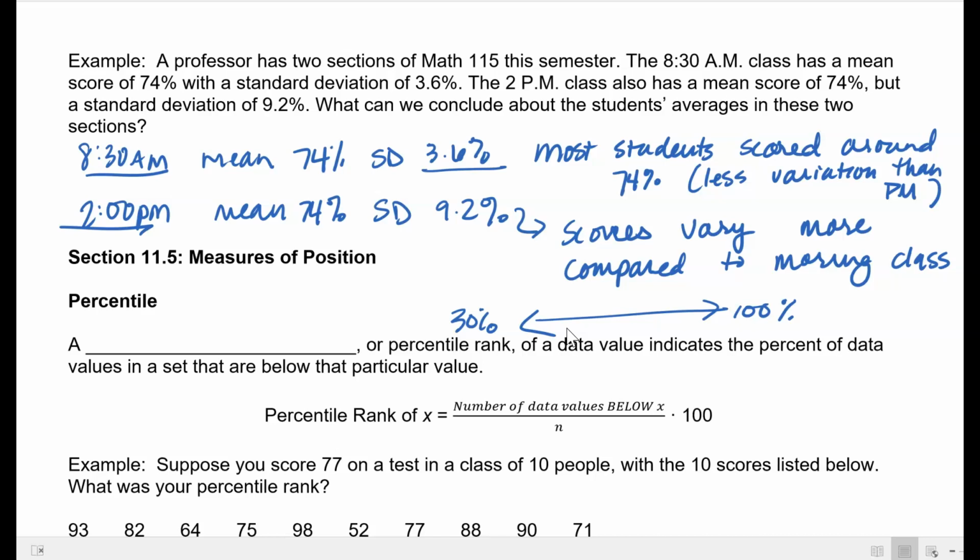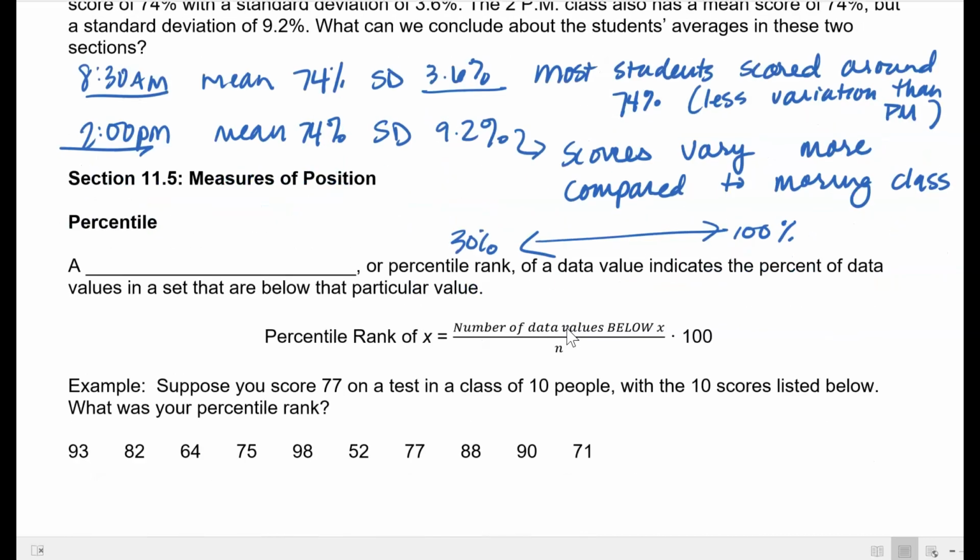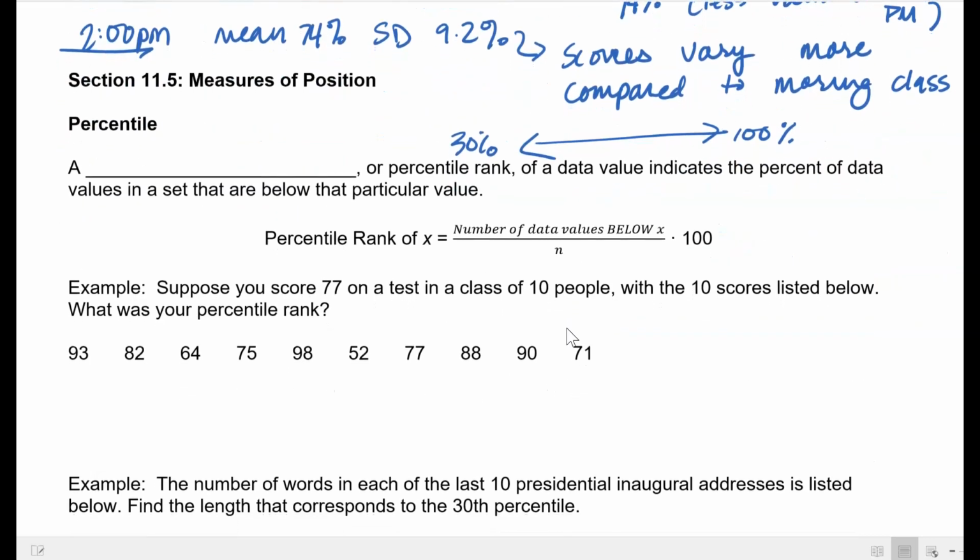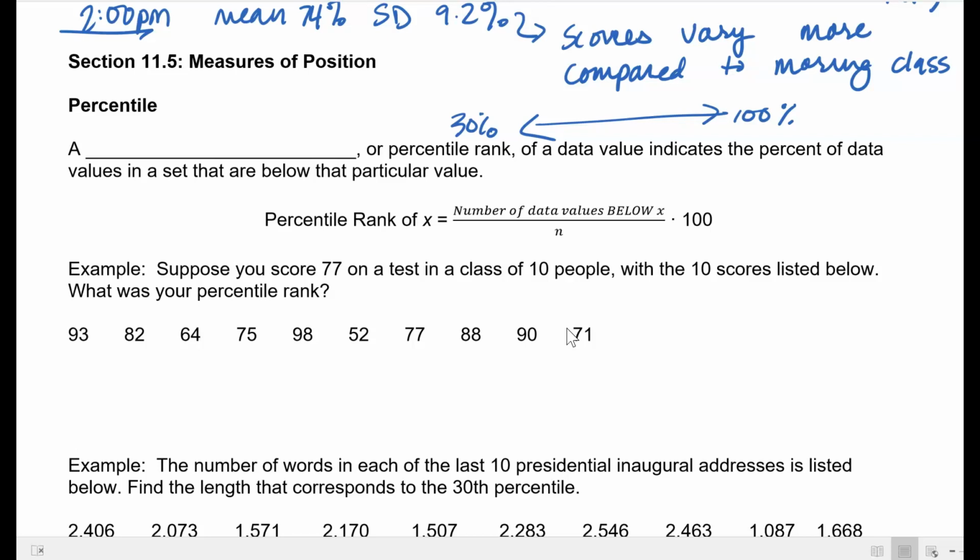So that concludes section 11.4. We've got one more section to do, 11.5, and this has to do with measures of position. And we're going to start by talking about percentile. So a percentile just describes where a data value is compared to the rest of the values.